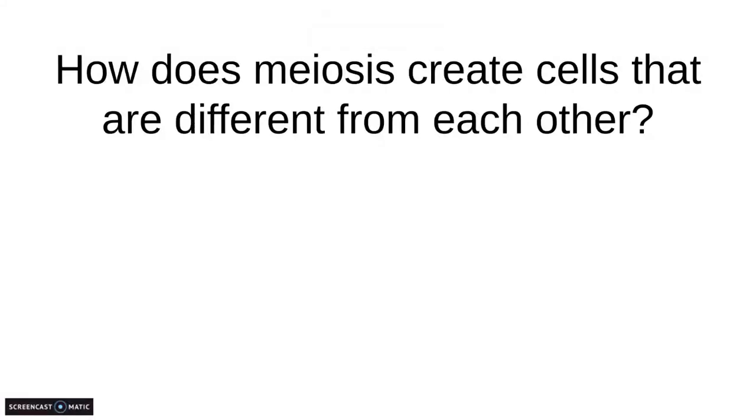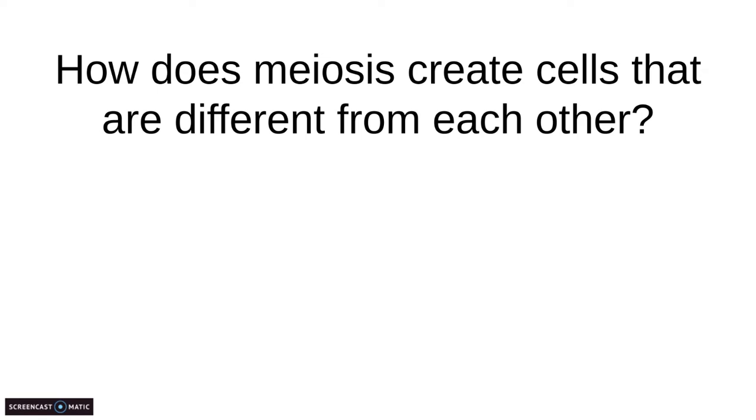Our goal today is to talk about how meiosis creates cells that are different from each other. Another way to say this is how does it create variation? We know that every single person on this earth is unique and they all have different DNA for the most part. And so how does that happen? Well, we know that each sperm and egg that are created in meiosis are genetically unique, meaning they are different. But how does that happen in meiosis?